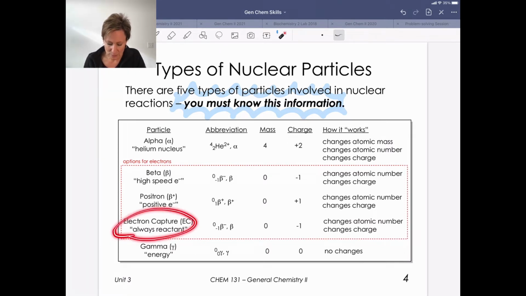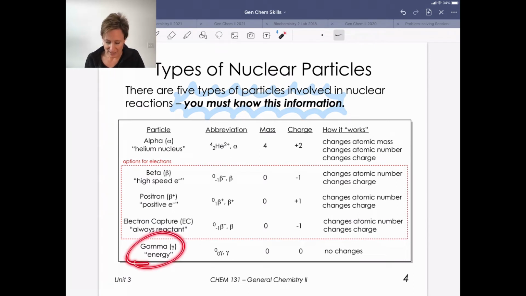And then the third way that we see electrons is through what we call electron capture. So electron capture means these are going to be electrons that appear as reactants. As we talk about how you write nuclear equations, one of the things we'll discuss is making sure that you put certain species on the correct side of an equation, whether it's a reactant or a product. This is a common place that students can make mistakes. So again, three different ways that we see electrons.